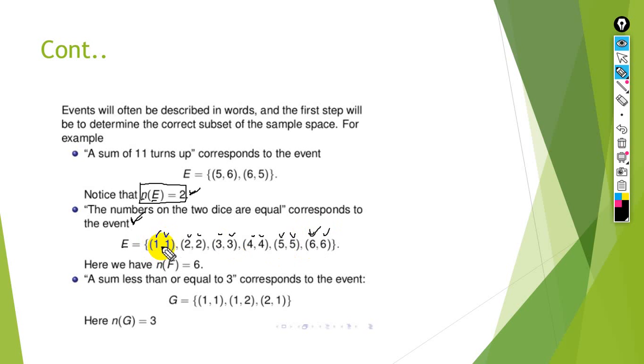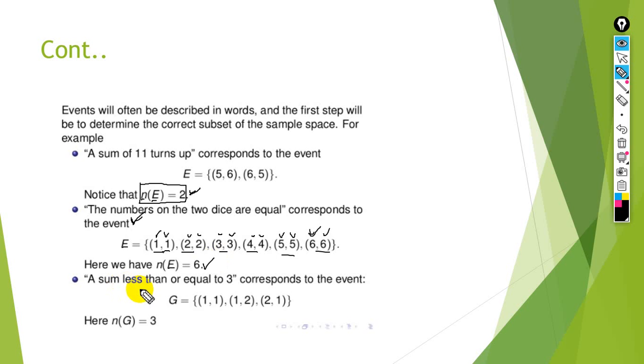So how many outcomes are there here? 1, 2, 3, 4, 5, 6. We have 6 possibilities of taking an event with an equal number on both of the dice. So the number of possibilities in this event set is equal to 6. We have 6 possible outcomes in this sample space.